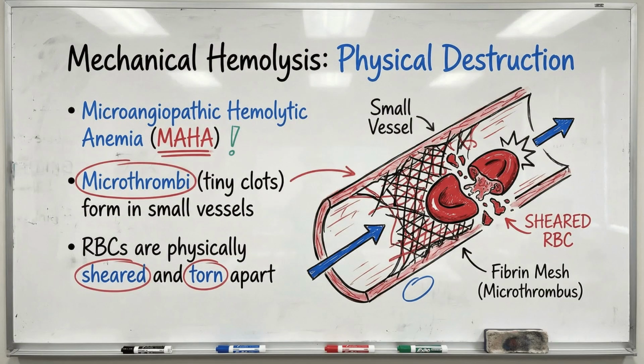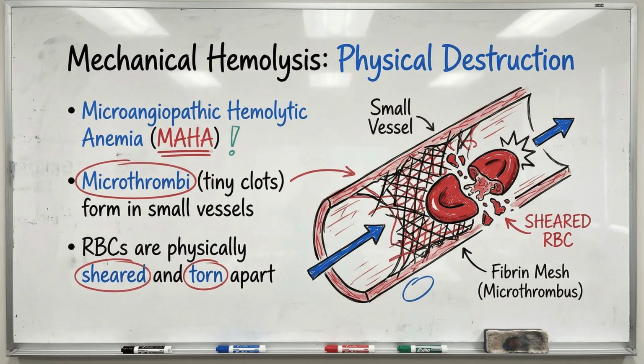Beyond immune attacks, red blood cells can also face purely physical destruction, which we call mechanical hemolysis. The most common and clinically significant form is microangiopathic hemolytic anemia, or MAHA.